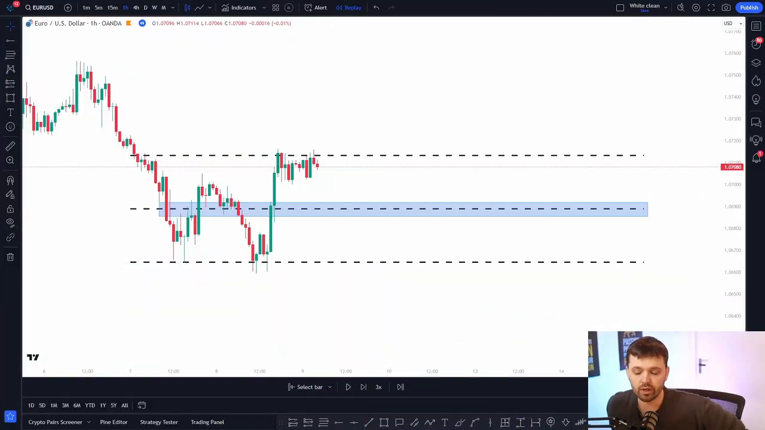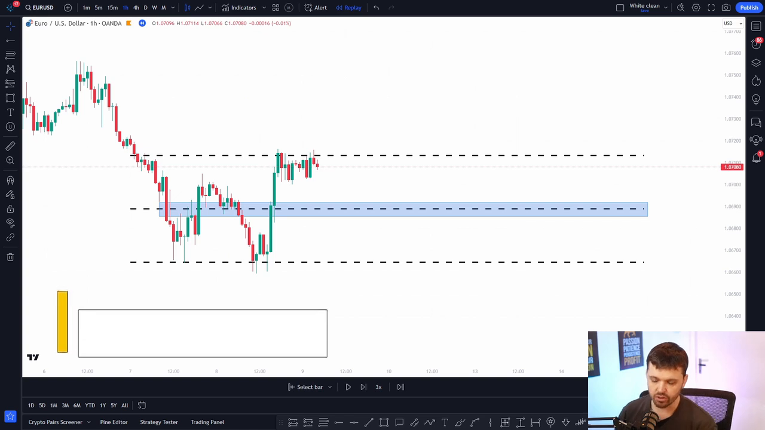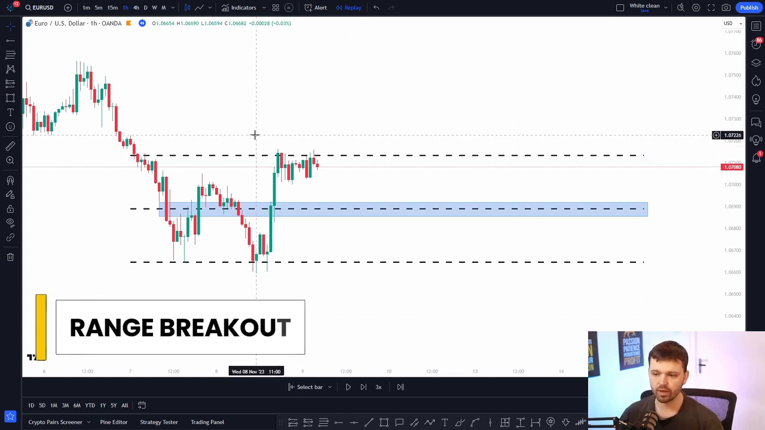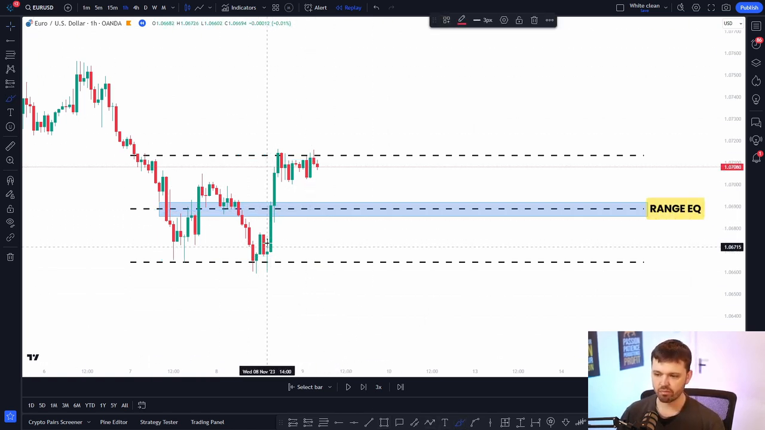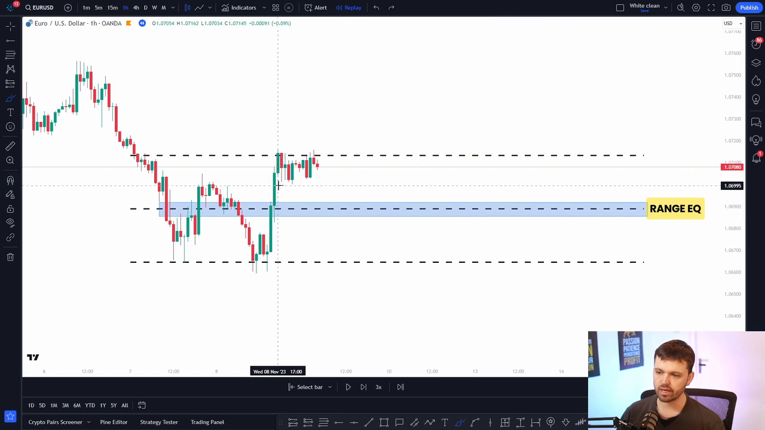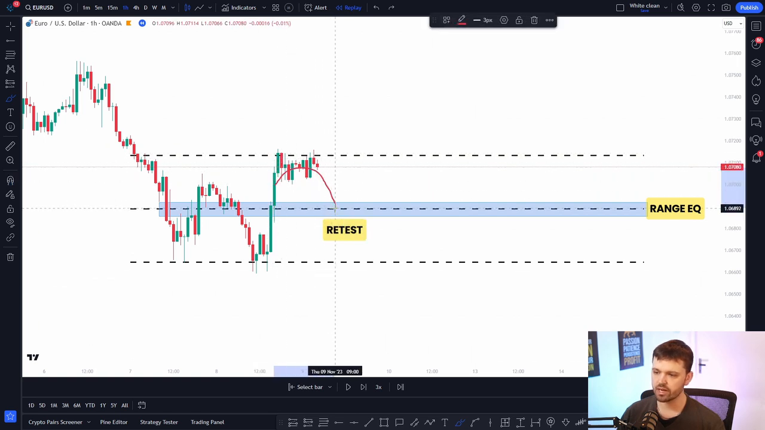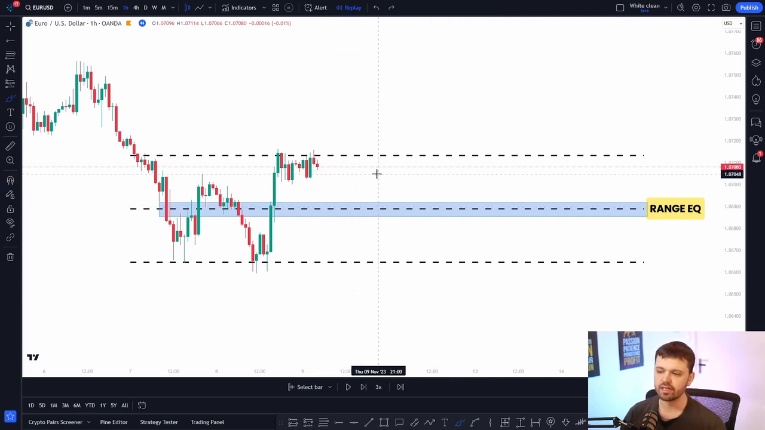And finally, we're going to look at an example within a range. Okay, so you have a possible range forming here with range lows, range highs, and range EQ, the middle of the range. You can see here that EUR/USD has broken above the range EQ, and if it comes down for a retest of the middle of the range, we can expect price to bounce and use this level as support for a move back up to the range high.